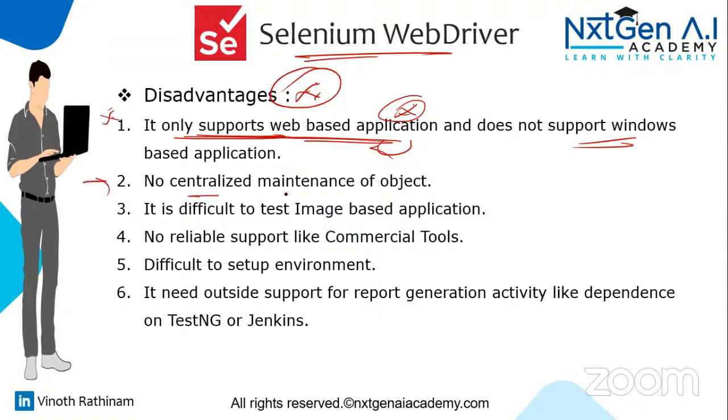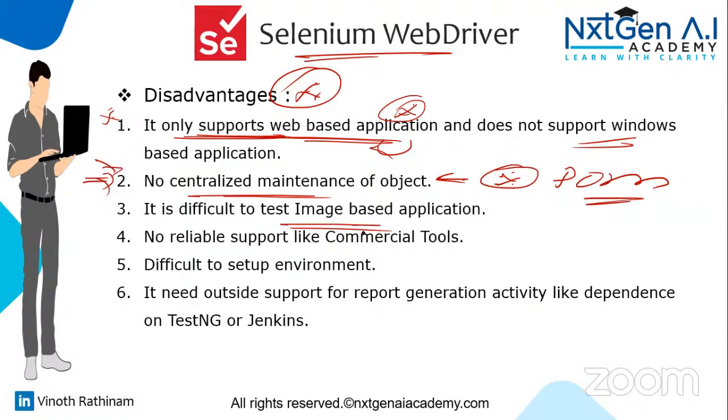And again, no centralized maintenance of objects. This is one of the pain points. Again, if I tell now, you will not understand. We have something called the page object model. After TestNG, we will discuss this advanced concept. Then only you will understand this. So skipping it now. Then it is very tough to do image based application testing, comparing images. Such stuff we can't do.